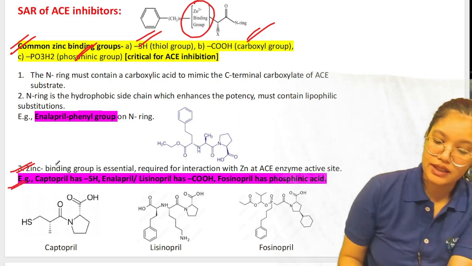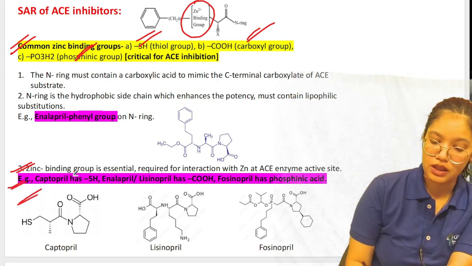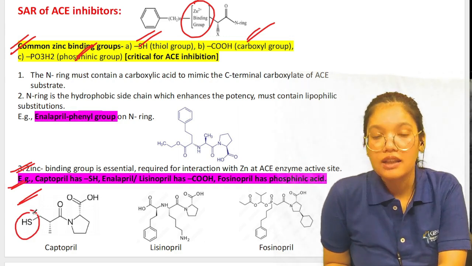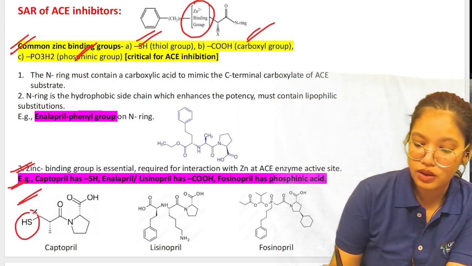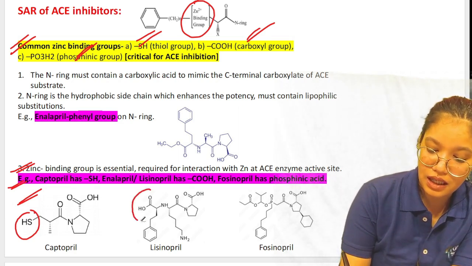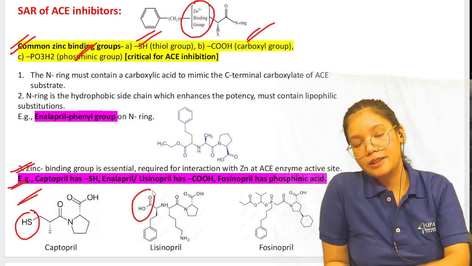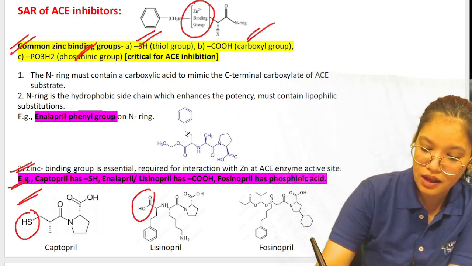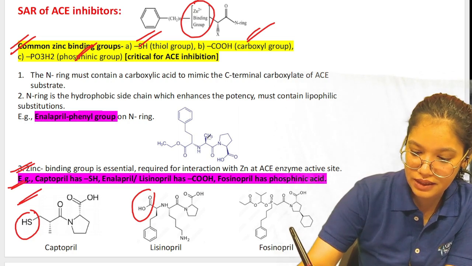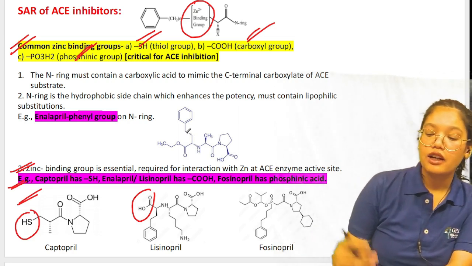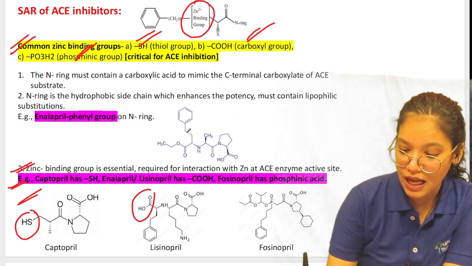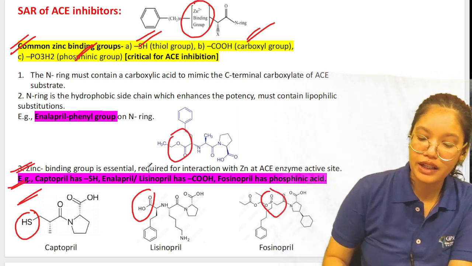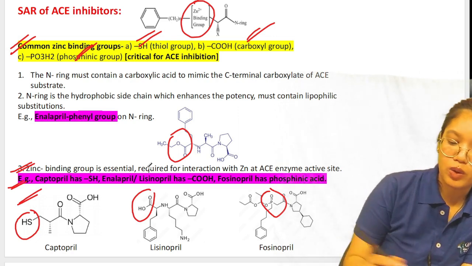So here we have the examples. Here we see captopril. Captopril has SH, the thiol group, as the zinc binding group. Then lisinopril has the carboxyl group as its zinc binding group. Then enalapril, if we see, also has a carboxyl group as a zinc binding group. Then fosinopril has the phosphinic group as its zinc binding group. So this was the zinc binding group.